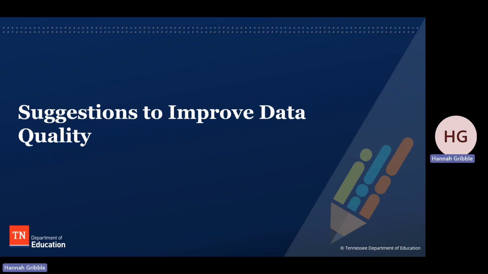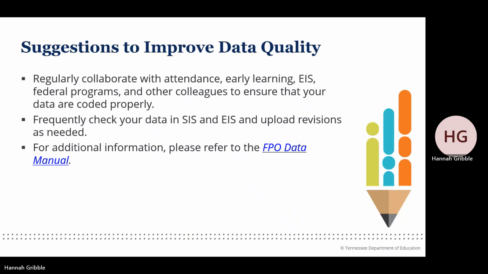Now some suggestions to improve data quality. Regularly collaborate with attendance, early learning, EIS, federal programs, and other colleagues to ensure that your data are coded properly. Frequently check your data in SIS and EIS and upload revisions as needed. For additional information, please refer to the FPO Data Manual.